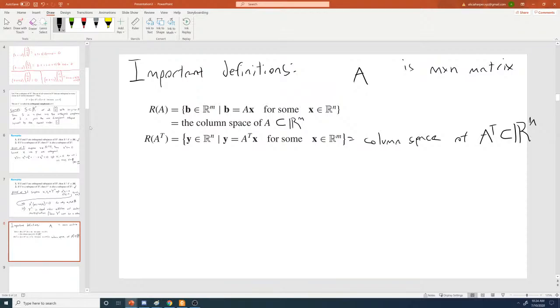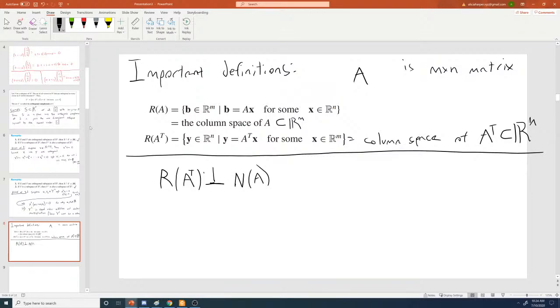So here is our first observation. R of A transpose is going to be orthogonal to the null space of A. So here's our first claim, and let's try to understand why this is true. Suppose V is a vector in the null space of A. Then V multiplied with R is equal to 0.